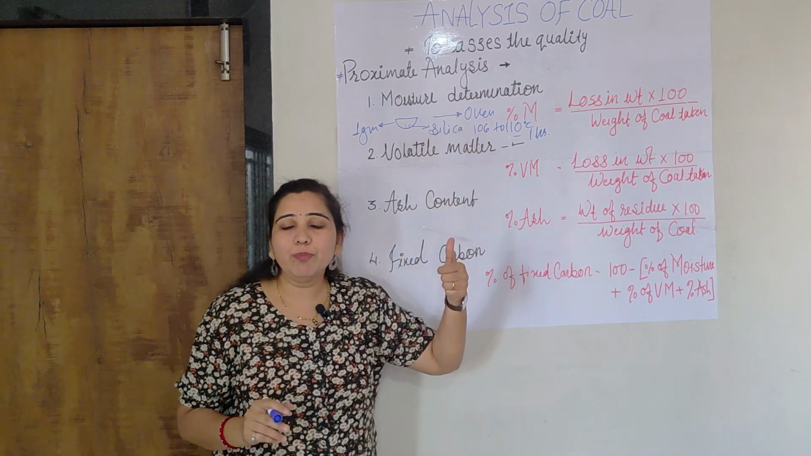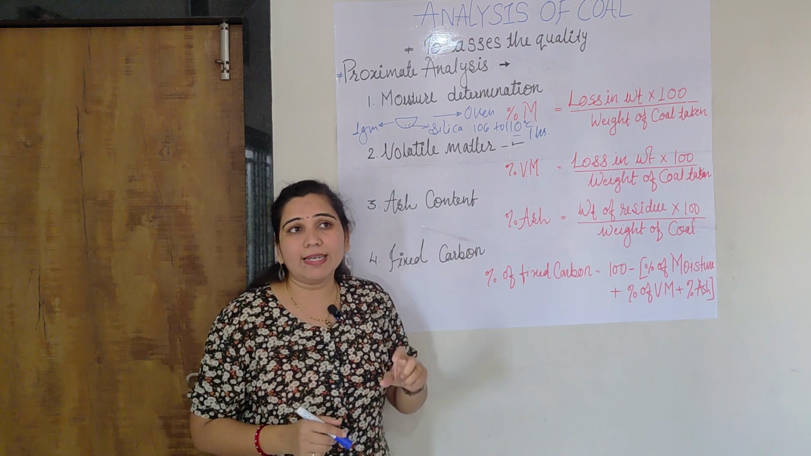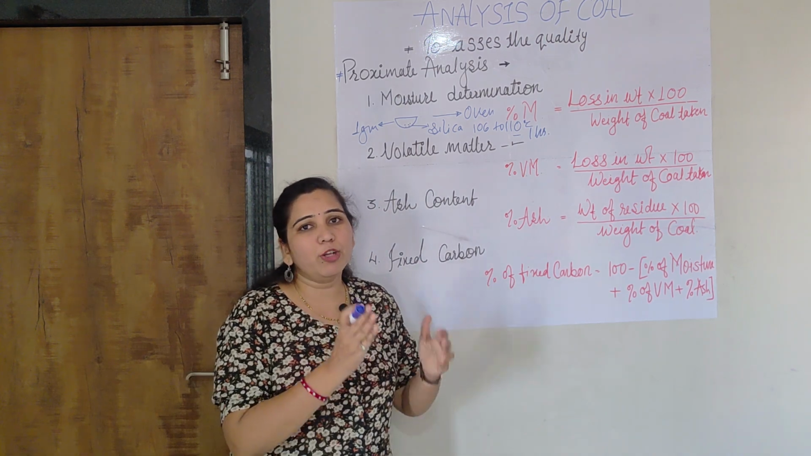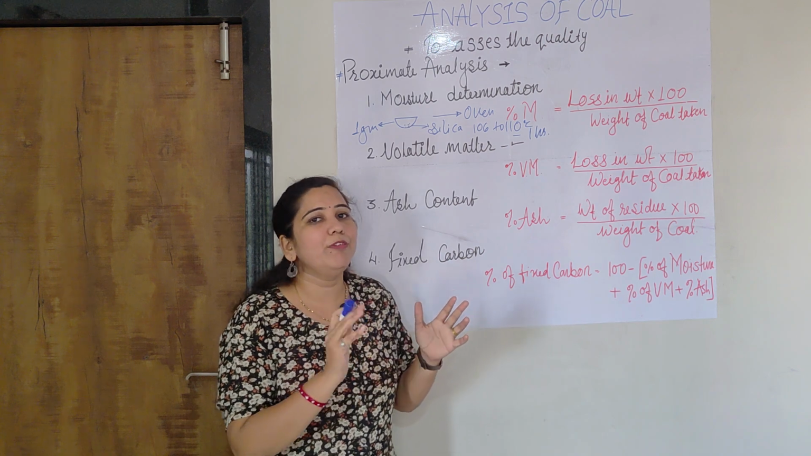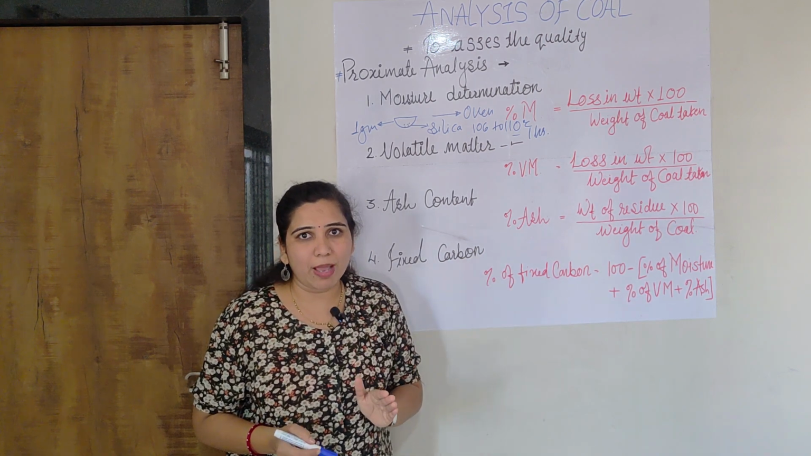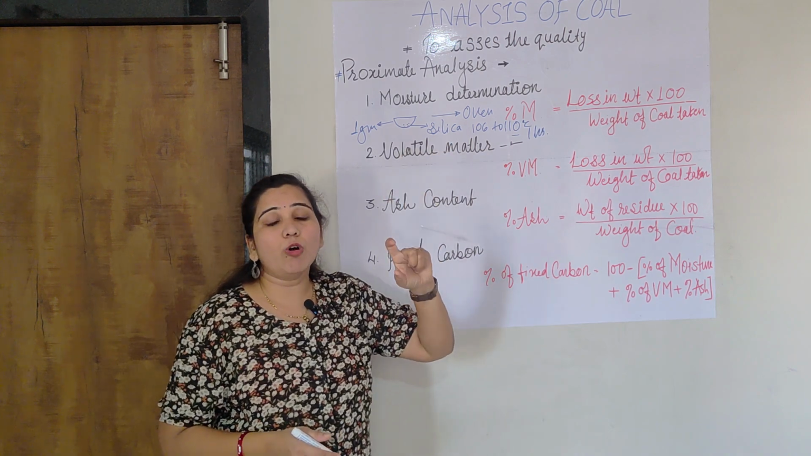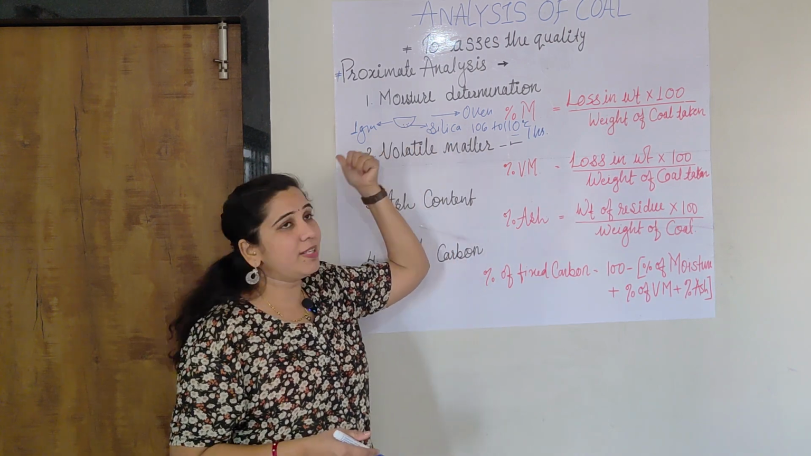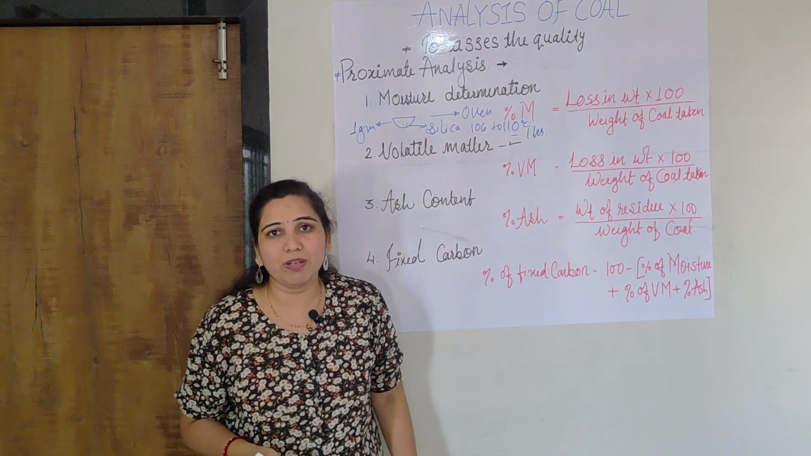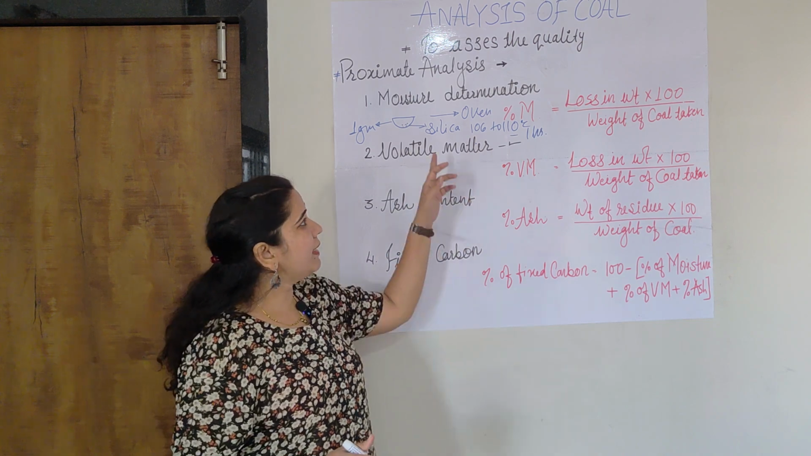Then after removing it from the desiccator, we take the weight of the silica crucible, that is, ultimately the weight of the coal sample. By subtracting the weight of the silica crucible alone, we get the weight of the remaining coal sample. So we get a difference between the weight of the coal sample taken at first, that is 1 gram, and the weight of the coal sample after the process of burning, that is, after removing the moisture.